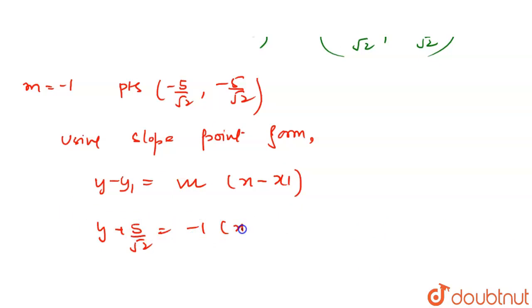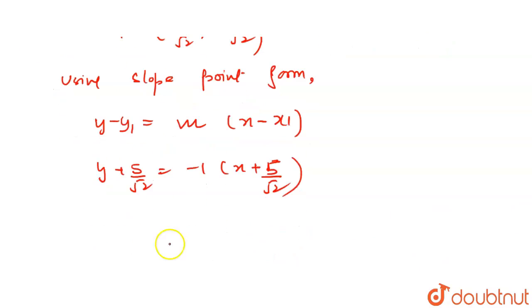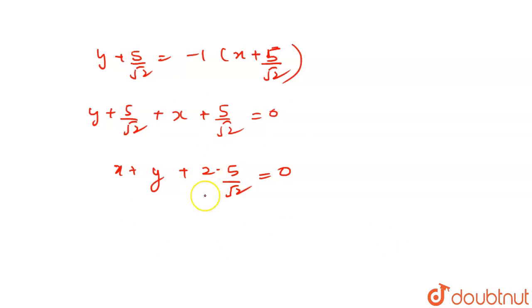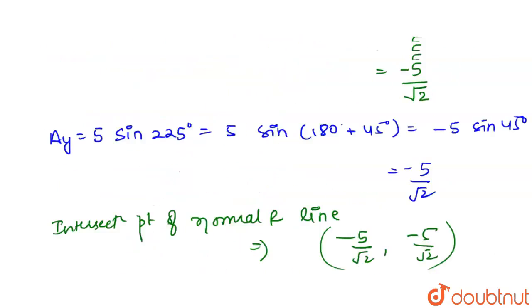M is what? Minus 1. X minus 5 by root 2, that means 5 by root 2, right? From here we will get y plus 5 by root 2 minus x. We will shift it to the left hand side and we will get plus x, and minus 5 by root 2 will give us plus 5 by root 2 is equal to 0, and this gives you x plus y plus 2 times 5 by root 2 is equal to 0. And 2 can be written as root 2 into root 2, so root 2 and root 2 will cancel out, and we will be left with x plus y plus 5 root 2 is equal to 0. That is our required equation of the line.